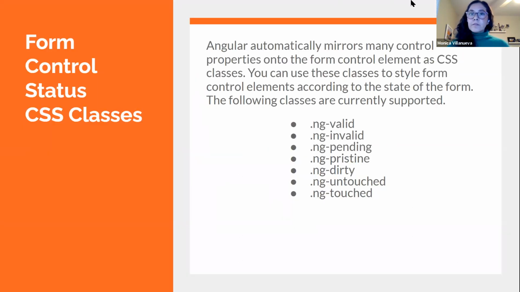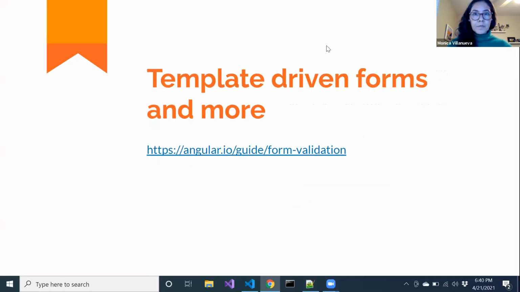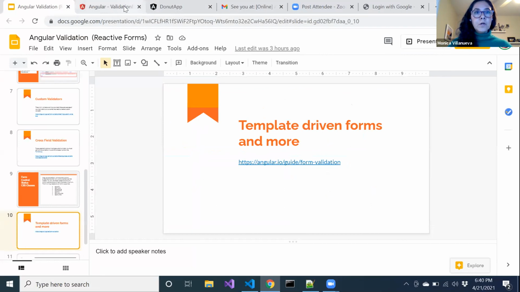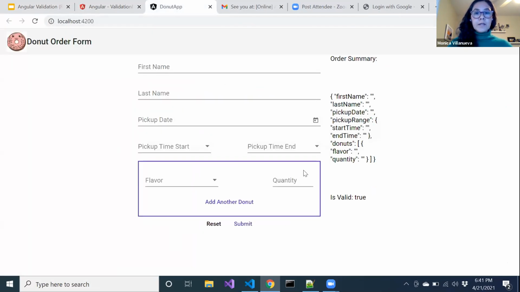Okay, and so we'll exit this for now, and we'll go to the code and to the app. So this is the little app that I created, an example app. It's just the donut order form. And this form currently has no validation.